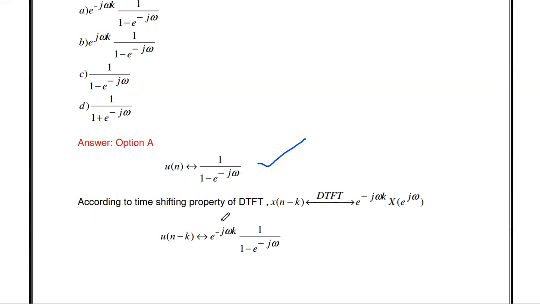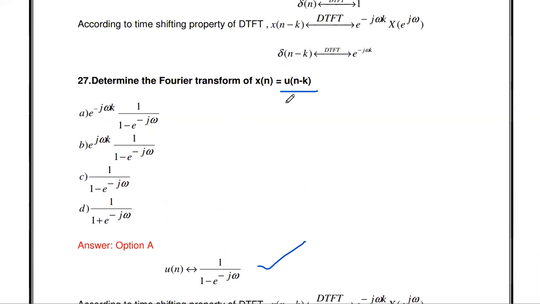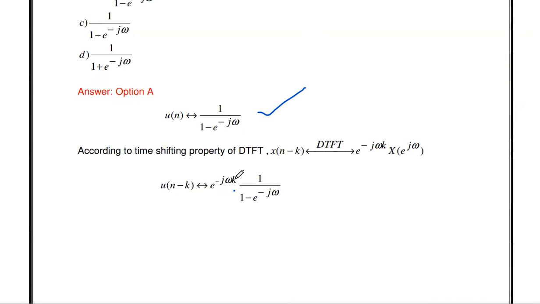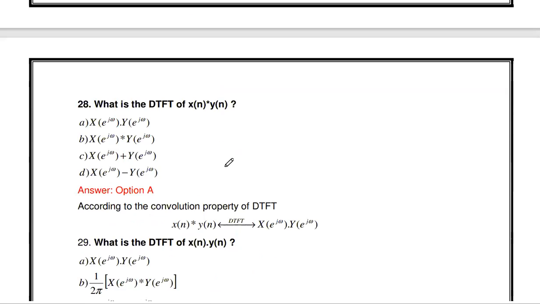Okay, then according to this time shifting property, x(n-k) has the DTFT answer as this one. So u(n-k) means the u(n) answer multiplied with e^(-jωk). Okay, so if you want to find the Fourier transform of u(n-2), in the place of k you just put 2. So 1/(1 - e^(-jω)) into e^(-jω2). Okay, that is the answer.